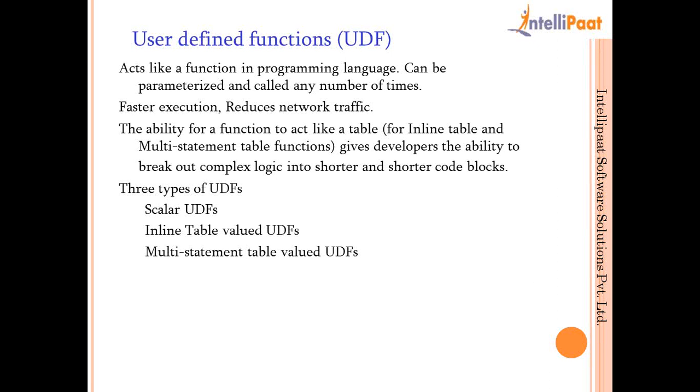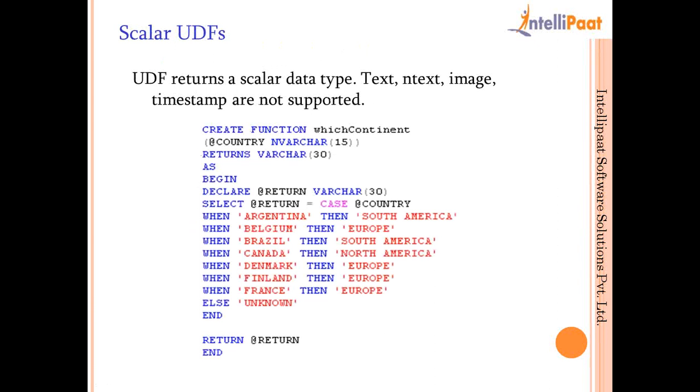It gives the developer the ability to break out complex logic into shorter and shorter code blocks. There are three types of UDFs: scalar UDFs, inline table valued, and multi-statement table valued. Scalar we have already completed in the first chapter of functions. Today we'll be talking about inline and multi-statement table valued functions. They have given an example of how you can create a UDF. If you look at this script, it is more or less the same as a stored procedure.